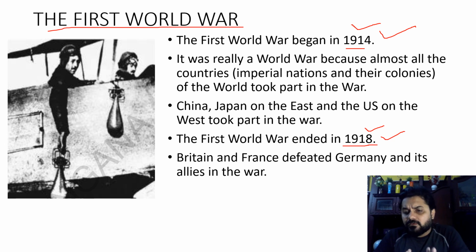Now, let us talk about why this war is called the World War. Why was it called the World War? It was called a World War because almost all the countries participated in the war. That is, the imperial countries and their colonies participated in the war either directly or indirectly. And since most of the countries participated in the war, this war came to be called the World War.